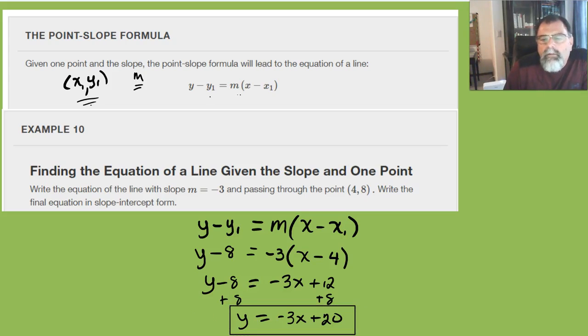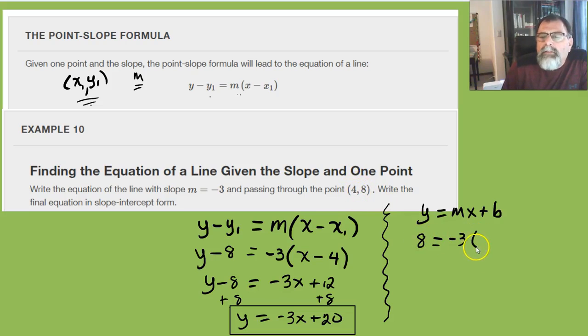Technically, you could still, sometimes I just use the slope-intercept formula. Here, let me show you. So I start out with y equals mx plus b. I'm given the m is negative 3, and I'm given a point on the line, so that's an x and a y. So I plug it in for the x and the y. And now I'm going to solve it for b. So this is the other way to do it.